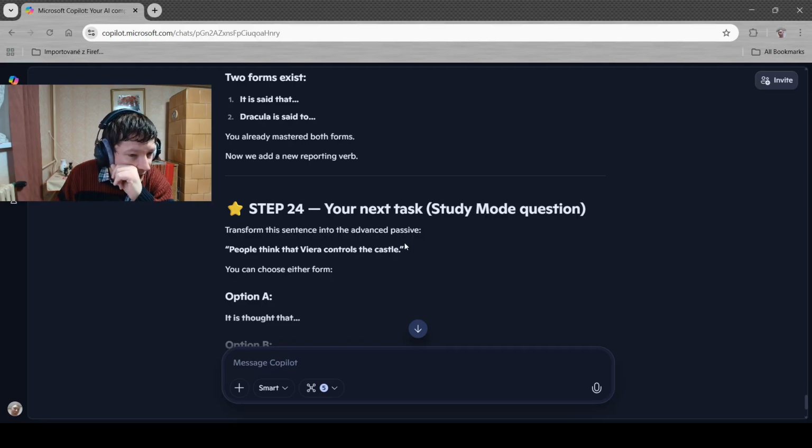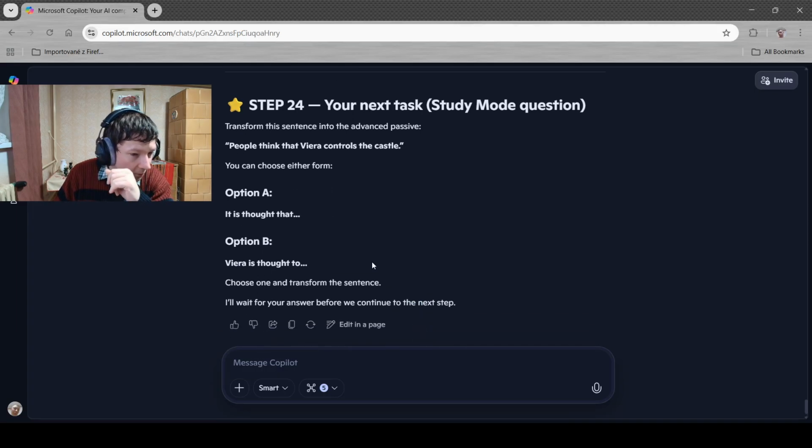This turns into the advanced passive. People think that Viera controls the castle. Viera is thought to control the castle. You have to wait. Oh, whoa. This is too much, I think, for one.